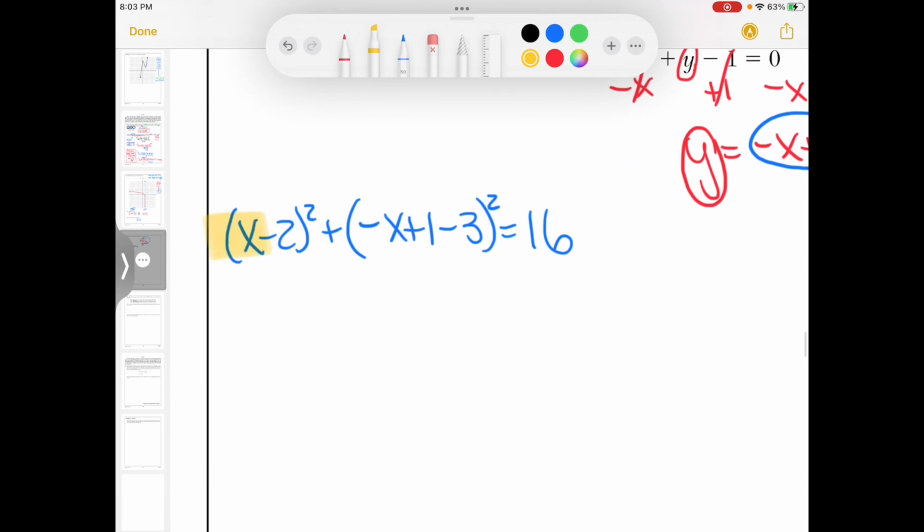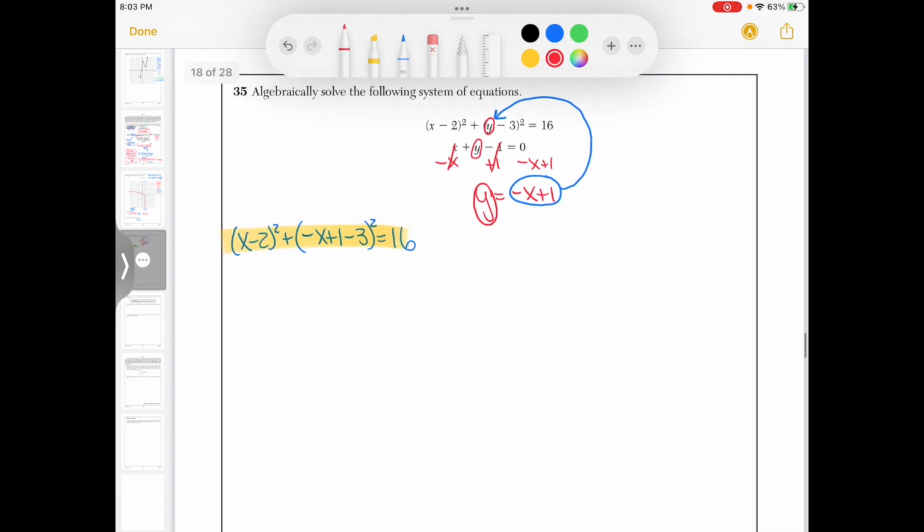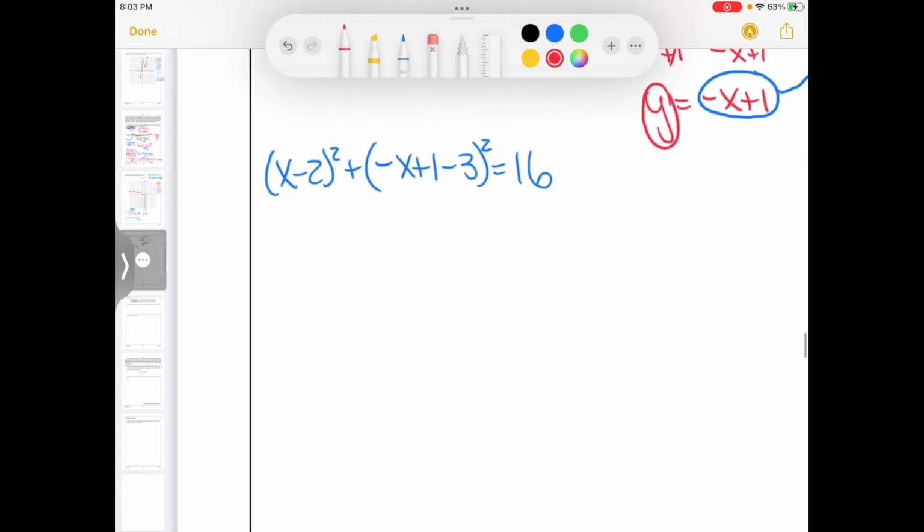Here's why you wanted to do that. If you look at this equation that I have now, notice there's only one variable in it. I only have x's. So now I'm good to just tackle this equation and solve it from here.